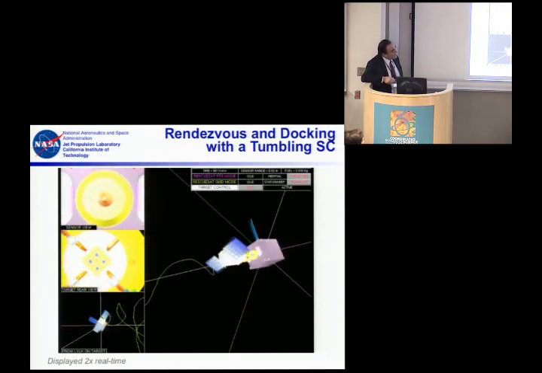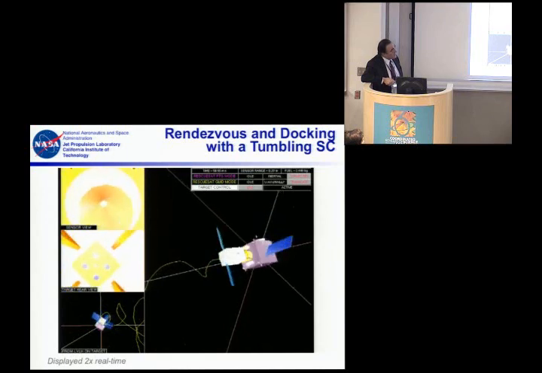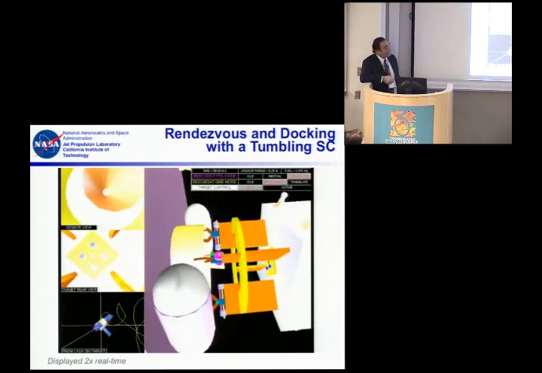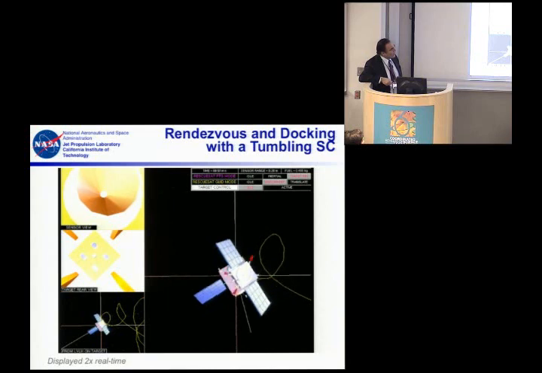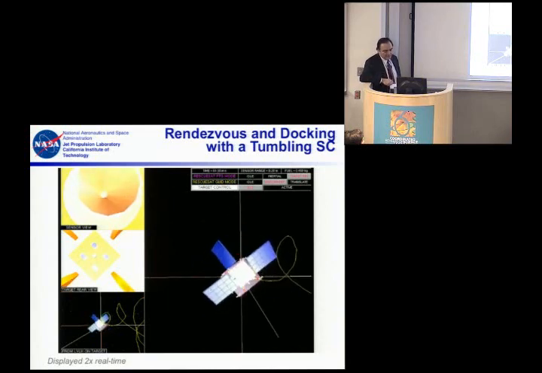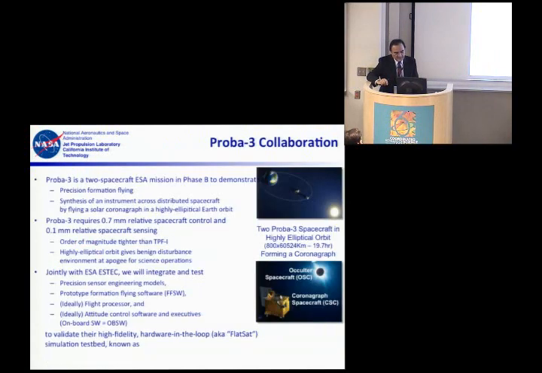And you can imagine all the details of the dynamics and simulation that need to go into this for the flight software to deliver what it's supposed to deliver as an integrated system. So these are examples, again, of formation flying, simple formation flying of two spacecraft and so forth.